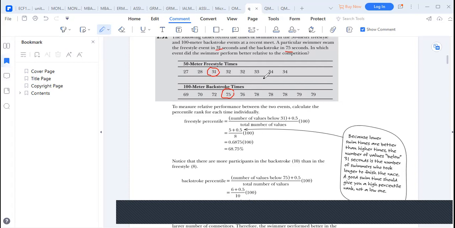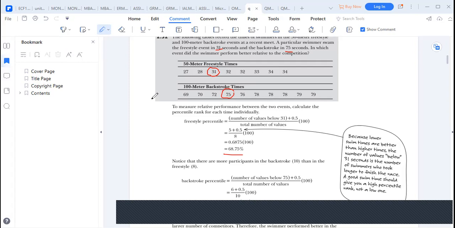So we're going to use a relative firstly for 1, 2, 3, 4, 5, 6, 7, 8. Using the freestyle, how many numbers are below? In total we have 1, 2, 3, 4, 5. So 5 plus 0.5 over 8, here we get 68.75. Then for the total, using the second one here, the backstroke of 10.